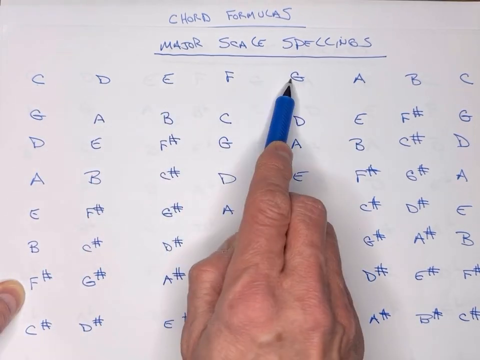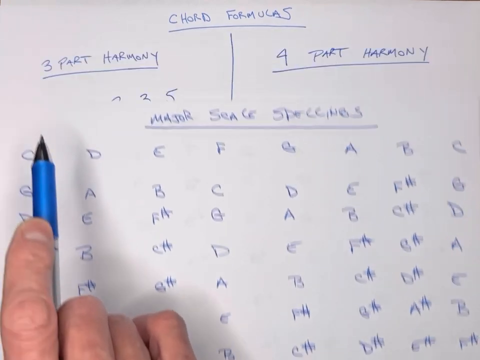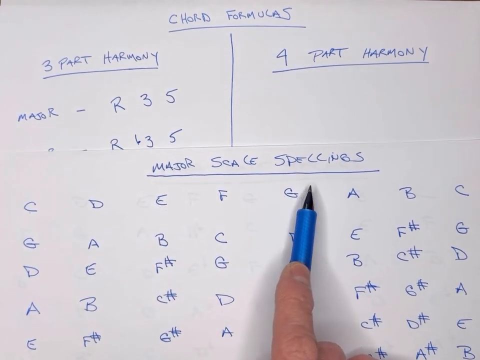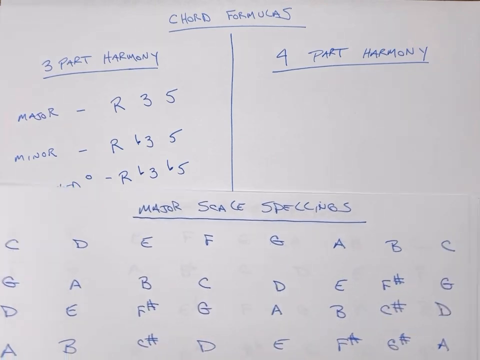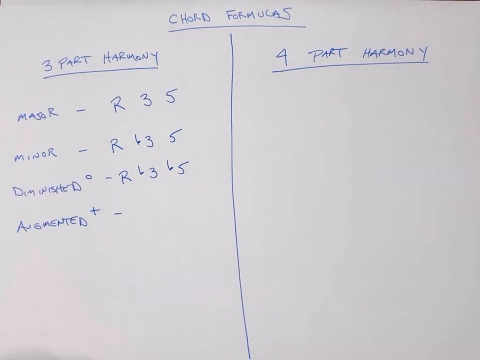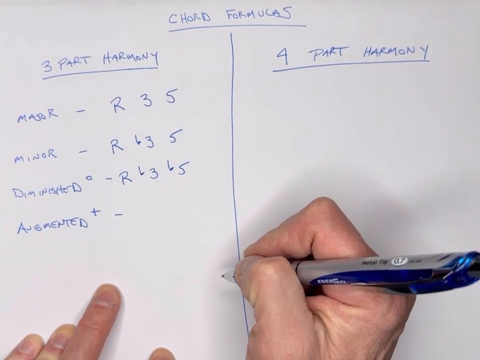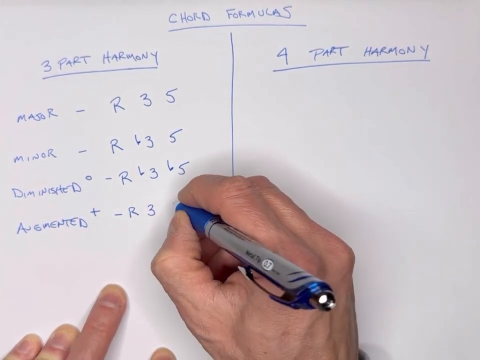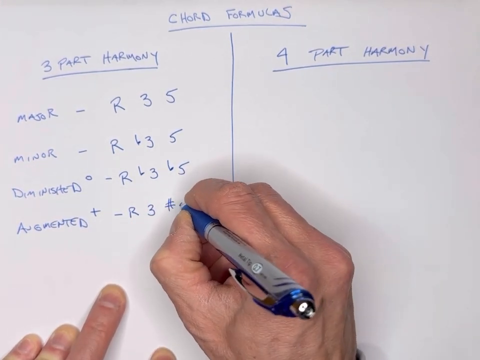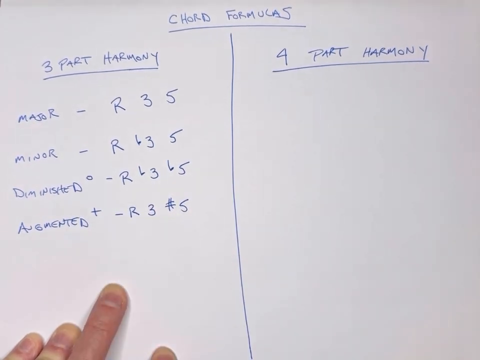Major is C, E, G. Minor is going to be C, E flat, G. And when we get to this diminished one, it would be C, E flat, G flat. We're going to do all of that in another lesson. I just wanted to explain that if it's confusing. And then the augmented chord here is going to be the root note, a 3rd note, and then the sharp 5 note. Okay, so those are the 4 different 3-part harmony chords that are available.